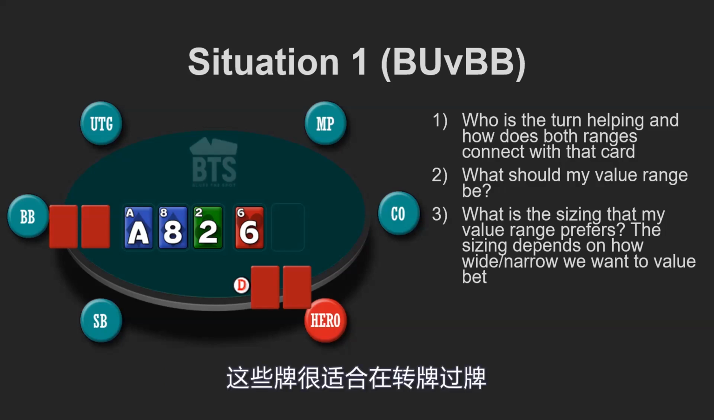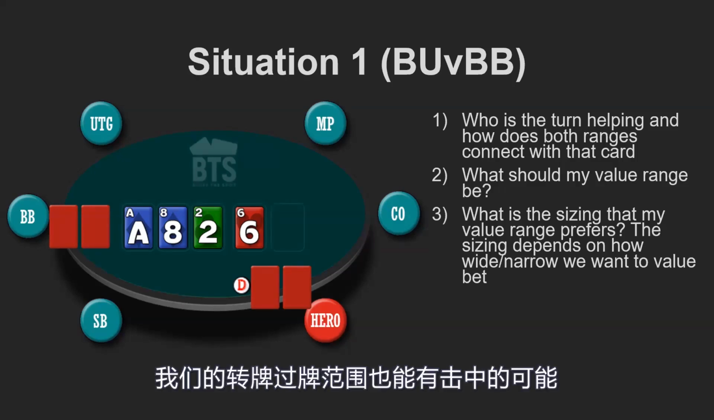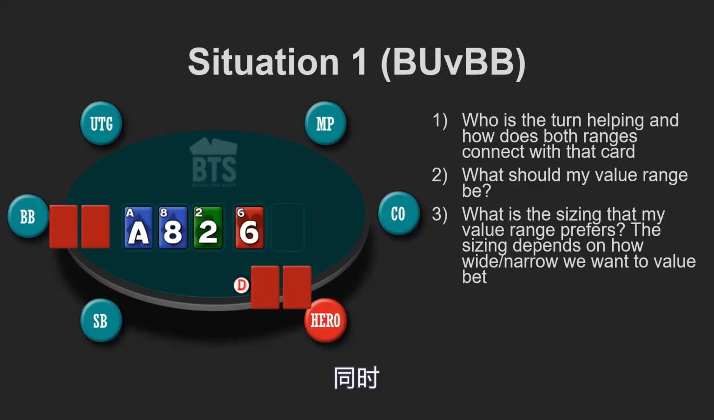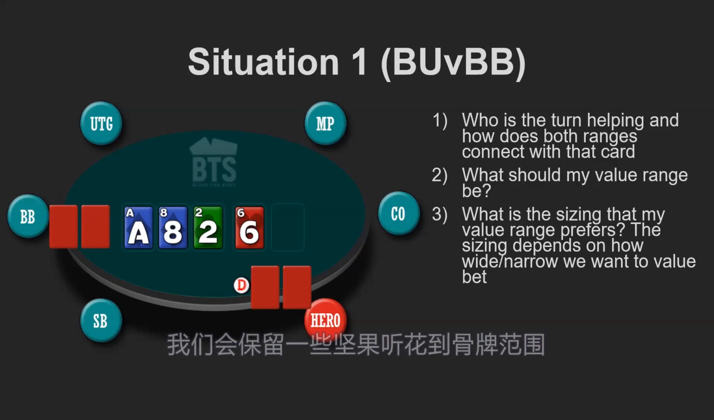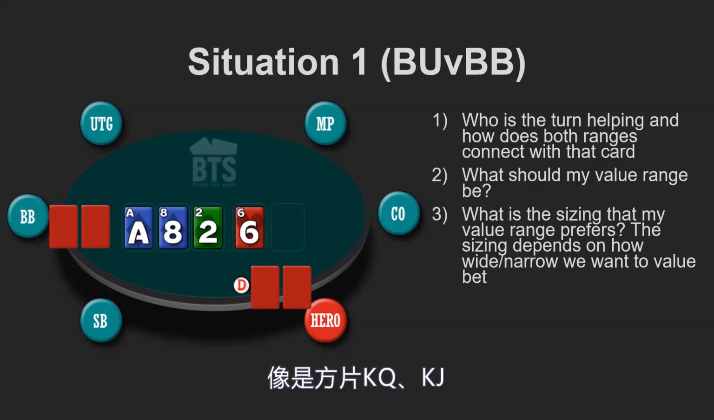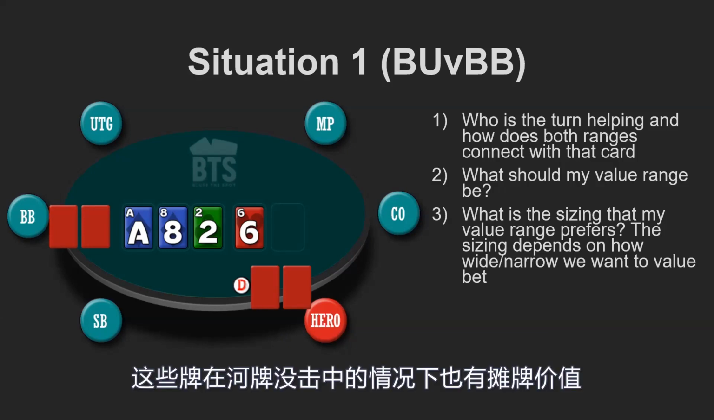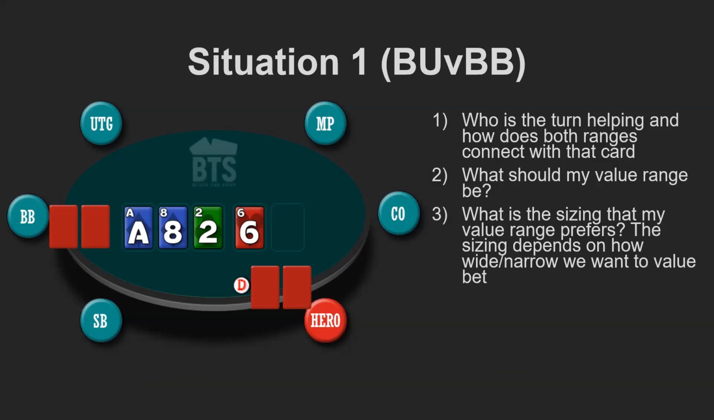So quite cool hands that we can actually check back on the turn and then bet river, and also have some flushes when a flush run out gets there on the river. Also, we're still going to have some strong flushes, like some nut flushes, like king queen or king jack of diamonds, because those have more showdown value.